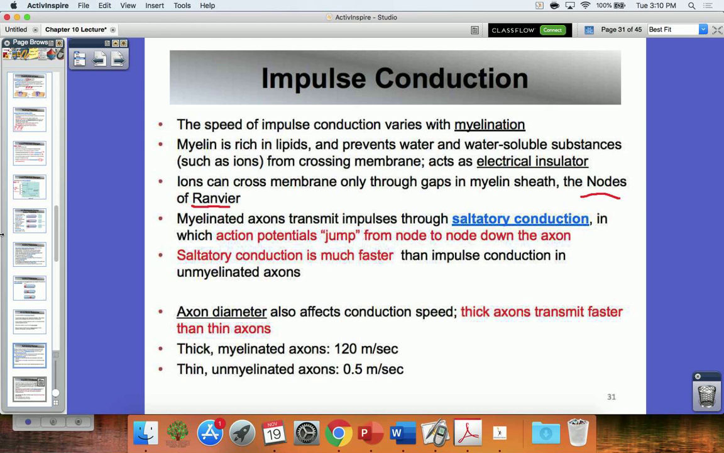Another thing as far as impulse conduction, we know that if it is myelinated, it's going to go a lot faster. But the axon diameter is also going to affect it. If it's very thick, it's going to transmit a lot faster than a thin axon. So that's why this is here. If it's thick and myelinated, it's going to transmit so much faster than a thin one that's unmyelinated. This one will be the fastest type of nerve impulse that will be transmitted.